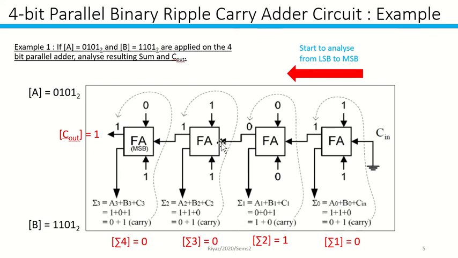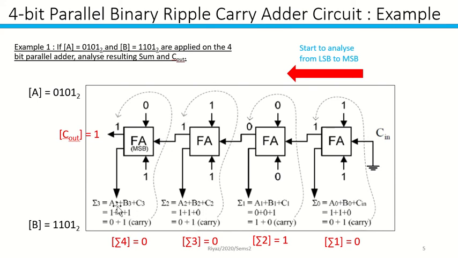And you're going to analyze the same for the third full adder. So the third full adder: A plus B plus C2. A is 1, B is 1, and C2 you take from the carry from here, which is 0. So you just put 0 over here. So 1 plus 1 plus 0, the sum is 0 and the carry is 1. So you write your third sum as 0, and your carry goes here.